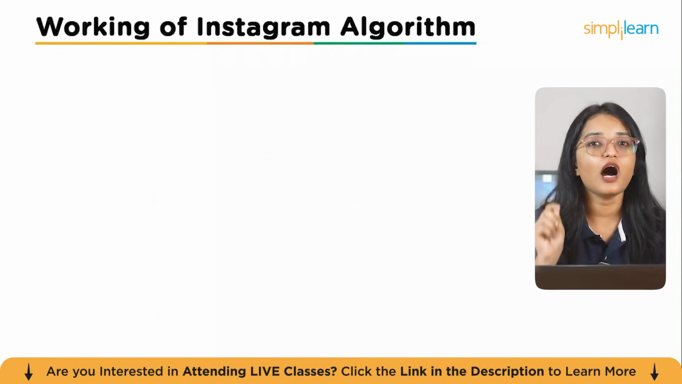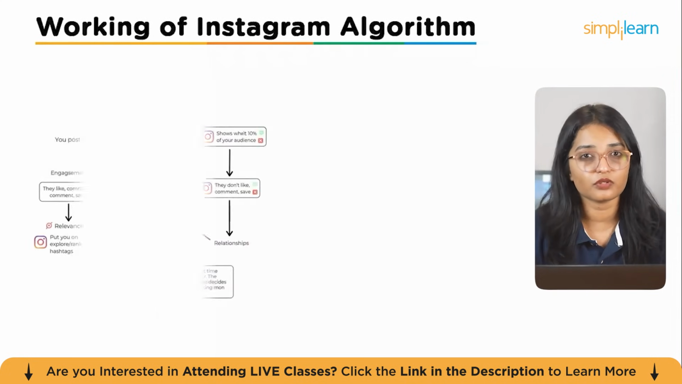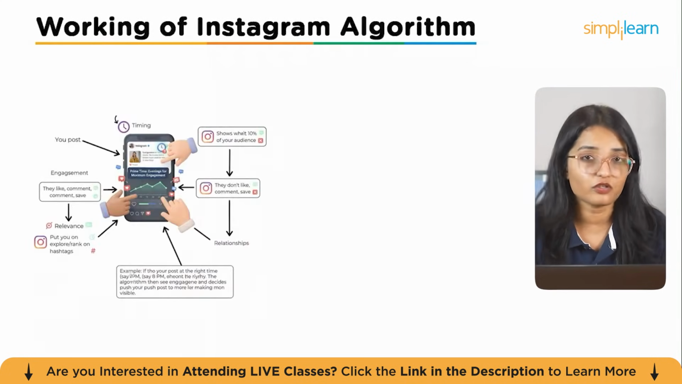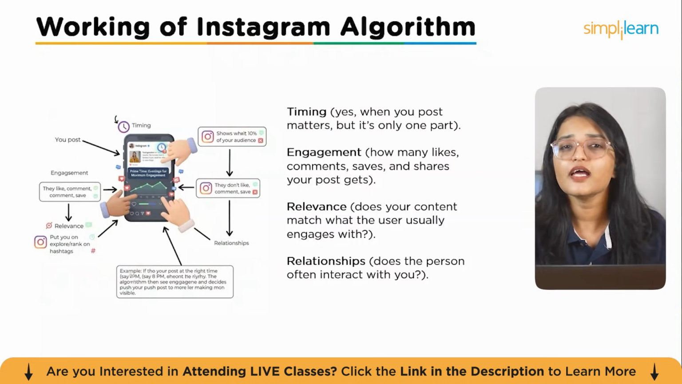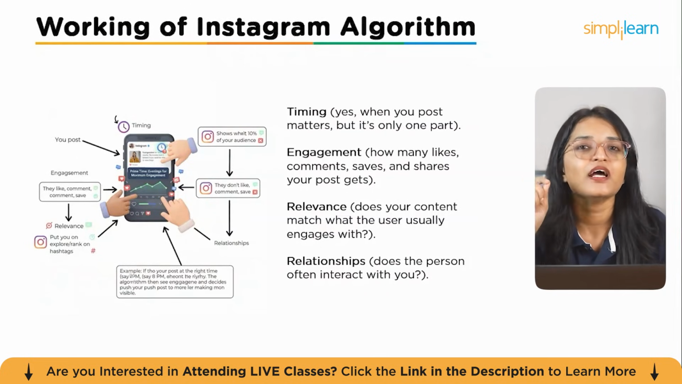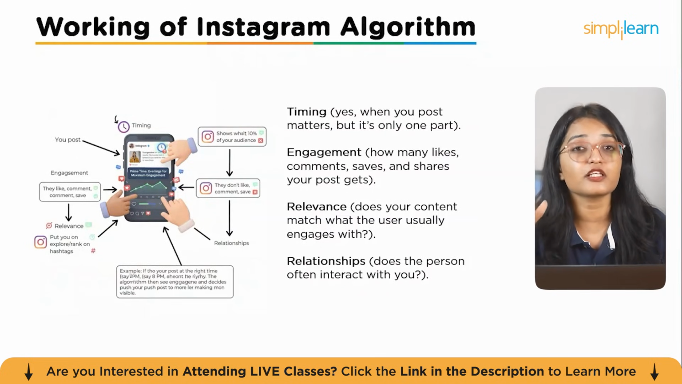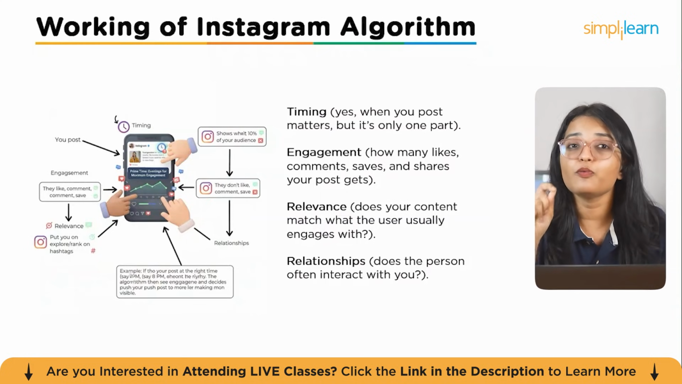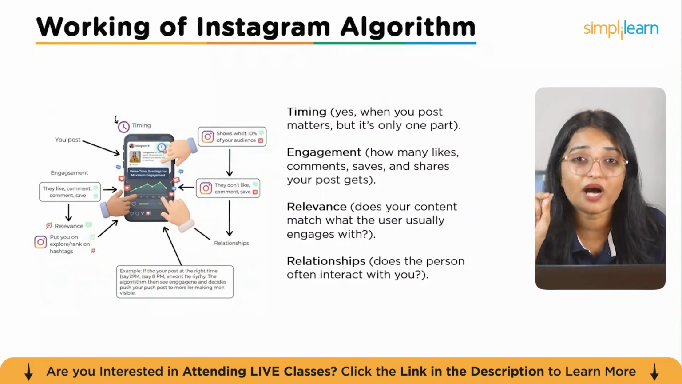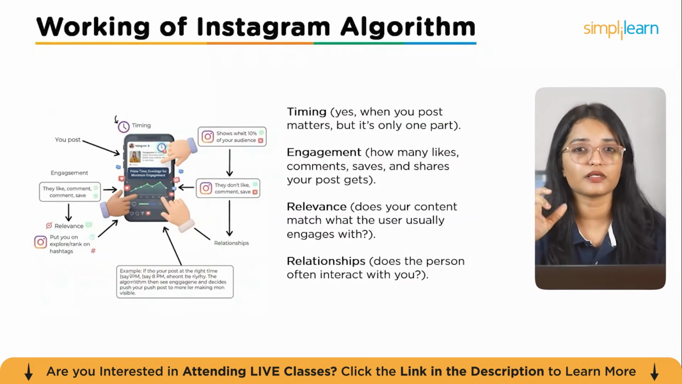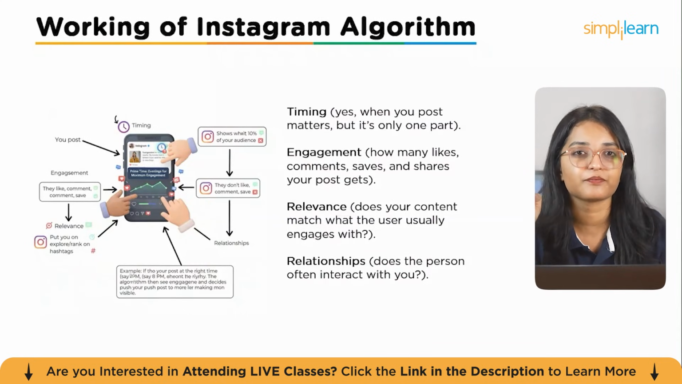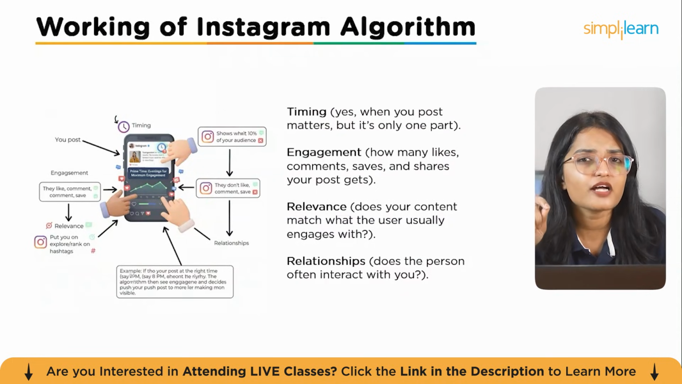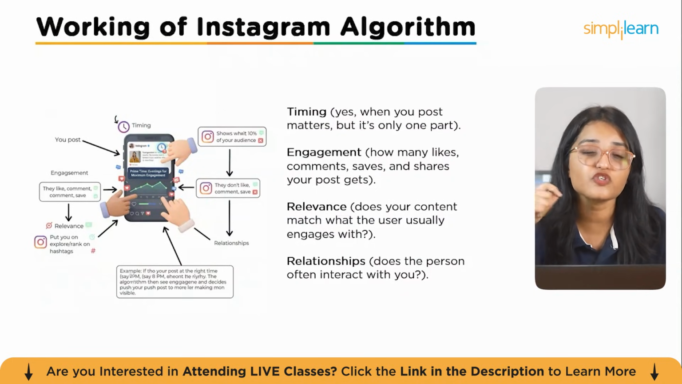Now let's talk about how the Instagram algorithm works. This is a much broader concept. The Instagram algorithm is the system that decides what content shows up in your followers' feeds, Explore page, or Reels tab. It looks at several factors, including timing. Yes, when you post matters, but it's only one part. Second is engagement: how many likes, comments, saves, and shares your post gets. Relevance: does your content match what the user usually engages with?